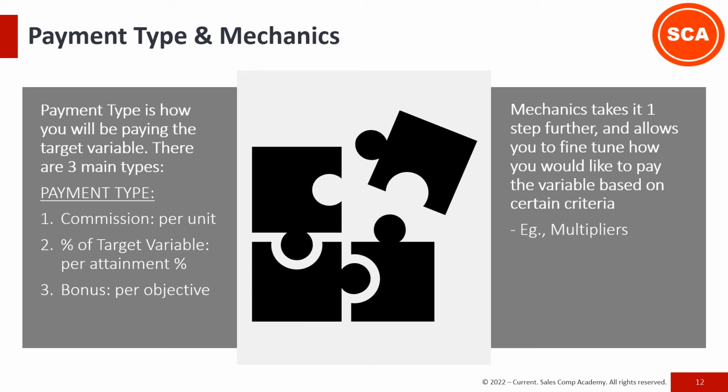Mechanics are tools or items that you can layer in on top of a payment type. They are other tools in your toolbox that you can use to customize a sales compensation plan. An example of a mechanic is a multiplier. A multiplier is just that. It is a multiple that you can apply to a deal, a payout, or anything else in a sales compensation plan to achieve a certain objective or drive behavior. There are many other mechanics you can use in plan design, but it's always best practice to keep sales compensation plans simple.